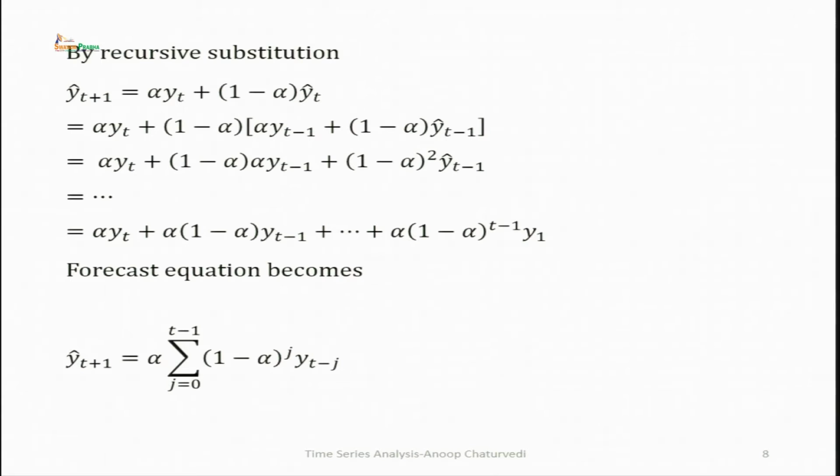Then by recursive substitution, y hat t+1 is equal to alpha y_t plus (1 minus alpha) y hat t. In the next step, we write y hat t equal to alpha y_{t-1} plus (1 minus alpha) y hat {t-1}.